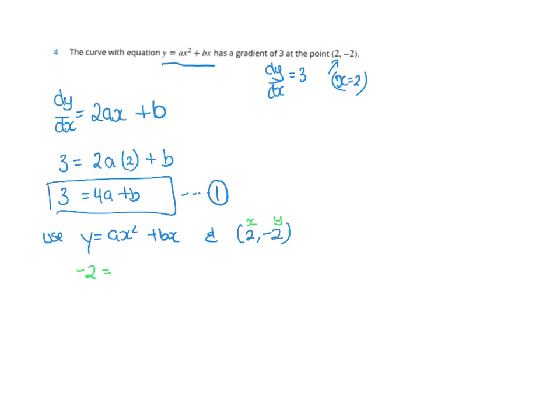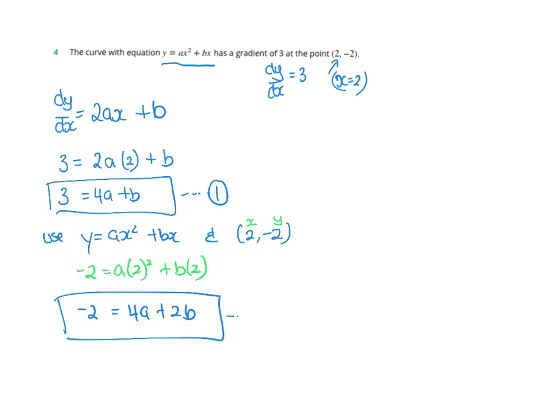So -2 equals a, and x is 2 squared plus b times 2. So you'll end up with your second equation. That's 4a plus 2b. Okay, you've got another equation now. And just like the one before, you can go use your calculator if you like and do the solve systems of equations. Otherwise, you have to remember back to elimination or substitution and work it out using that. But I think you're going to have your calculator, so just use your calculator.